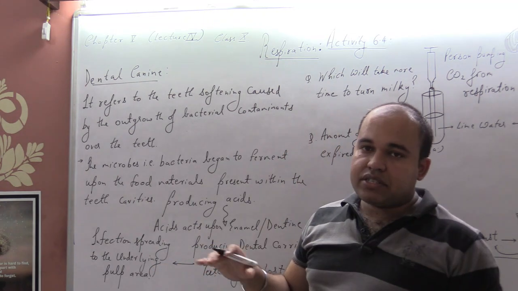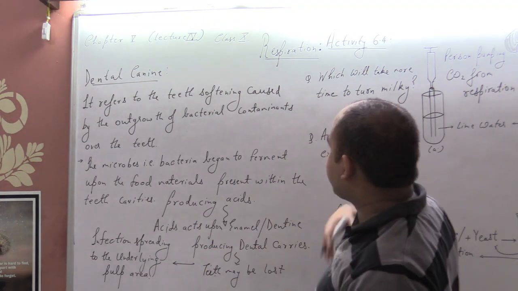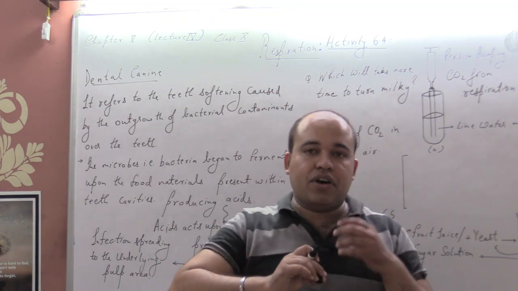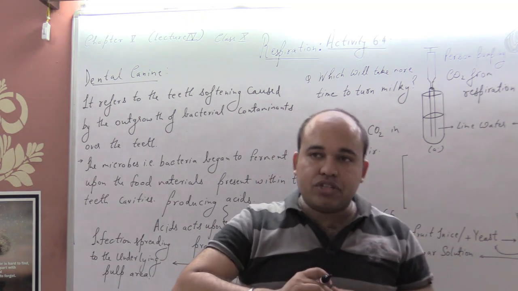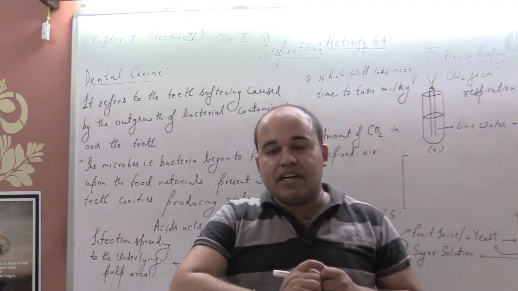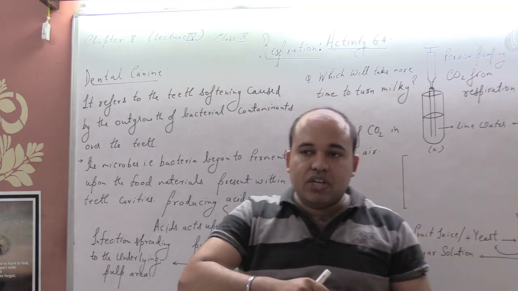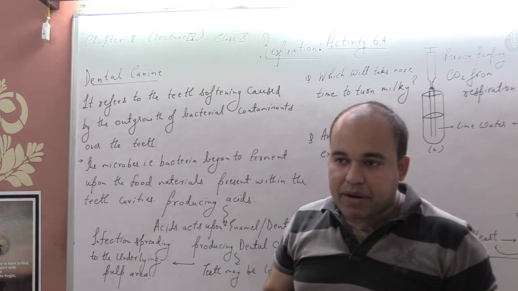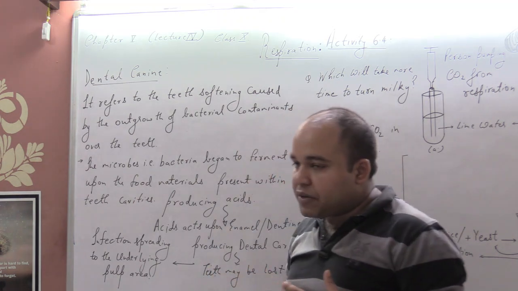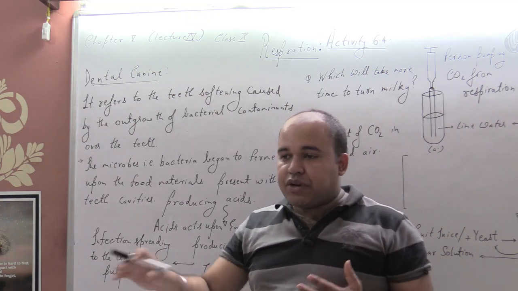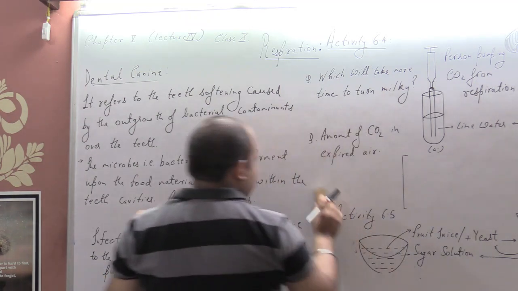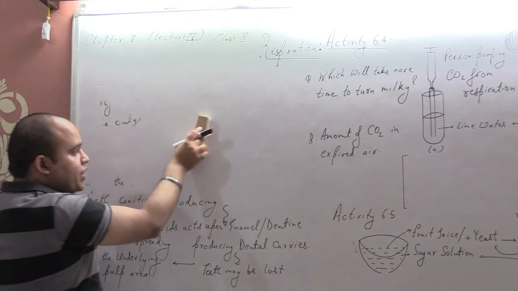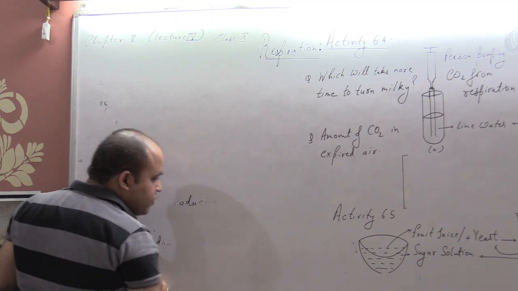So with this we have finished the topic of nutrition. Now we will be starting with respiration. Before respiration, let us have a quick look at the different types of questions which are asked in the NCERT practice sheet. Let me go one by one upon all these questions. The first question is: what is the difference between autotrophic and heterotrophic mode of nutrition?